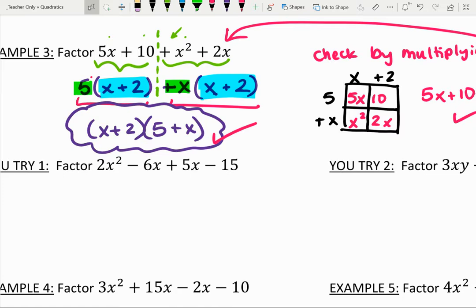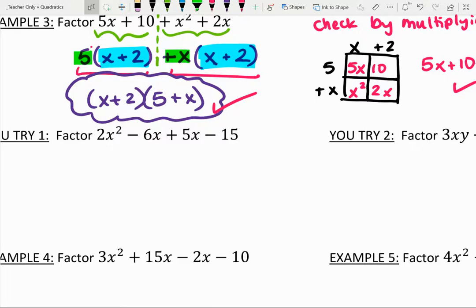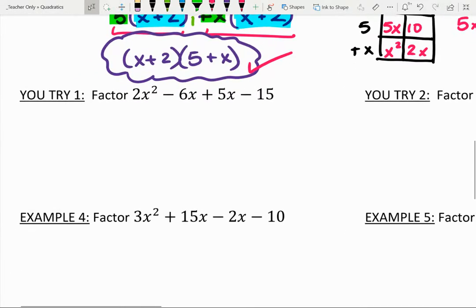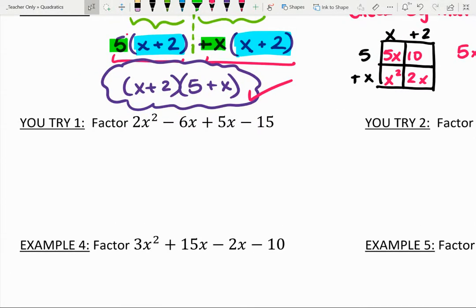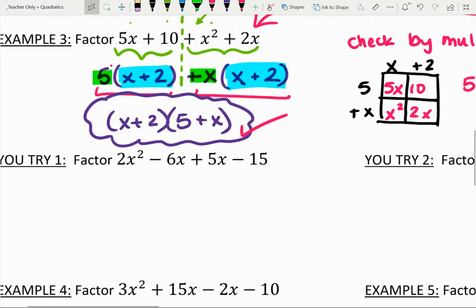So right now, this is kind of a weird little process, but I'd like us to try a couple of examples sort of on our own here and get a little bit of practice. So you try one. It says factor 2x squared minus 6x plus 5x minus 15.